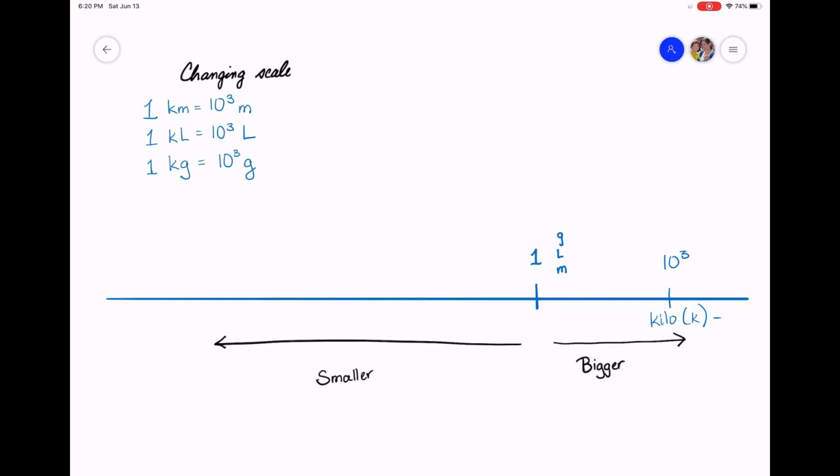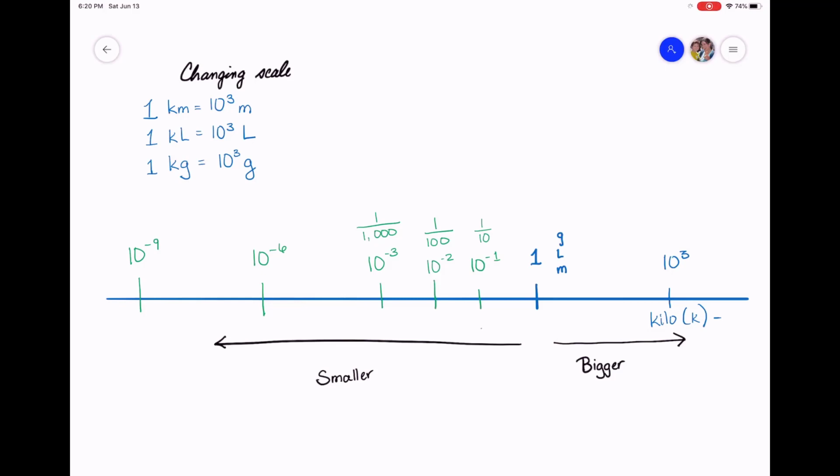Now let's turn and take a look at the smaller side of the scale. I have one prefix that means 10 to the minus 1, which is 1 over 10. I have a prefix that means 10 to the minus 2, or 1 over 100. I have a prefix that means 10 to the minus 3, or 1 over 1,000. I also have one that means 10 to the minus 6, which is 1 over 1,000,000, and then 10 to the minus 9 as well.